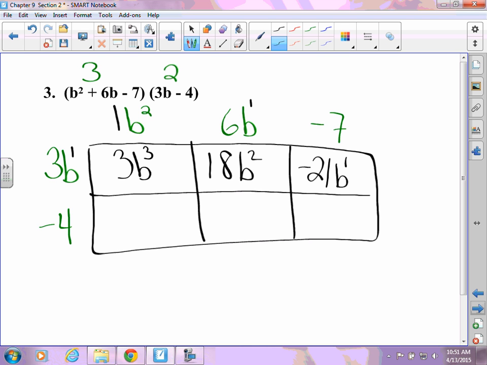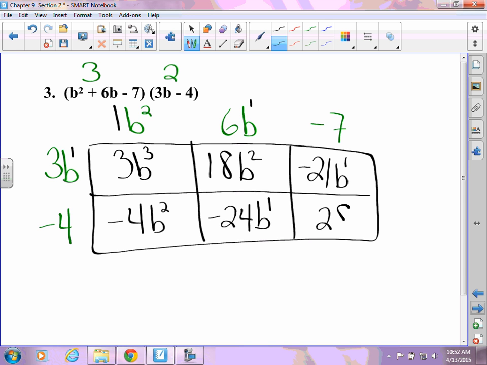Questions? All right, let's go down below then. Negative 4 times 1 gives me negative 4b squared. Negative 4 times 6 is negative 24b to the first. And negative 4 times negative 7 gives me 28. Questions?